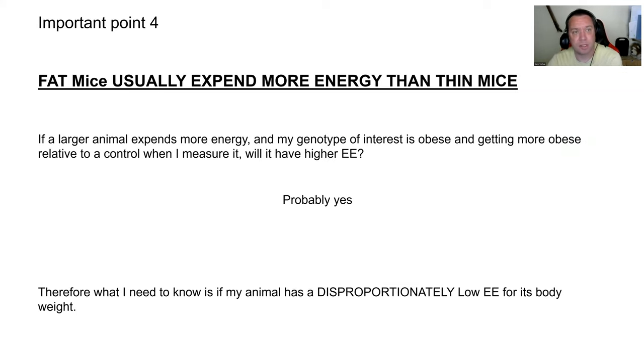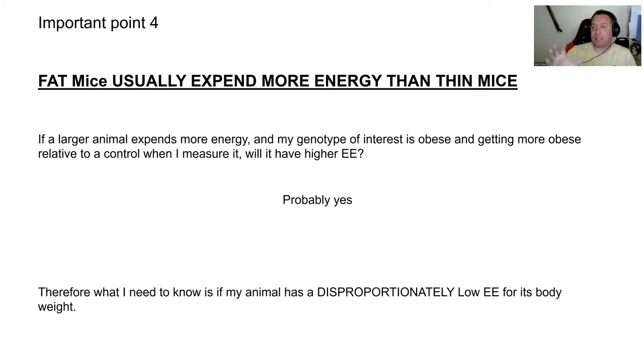Okay, so if fat mice usually expend more energy than thin mice, and larger animals expend more energy, and the genotype of interest is obese and getting more obese relative to controls when they measure it, will it have a higher energy expenditure? So the answer to that is probably yes. And so this is something to not shy away from.